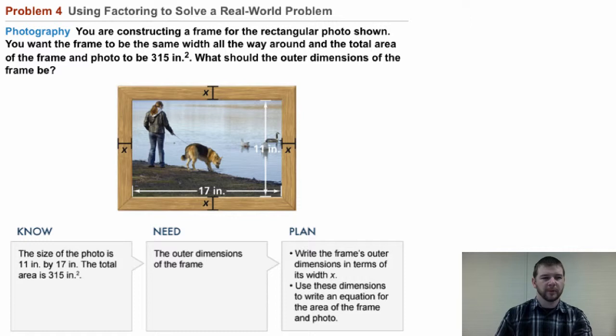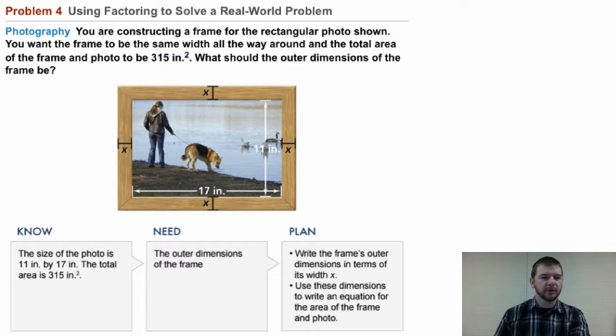Example problem 4. Using factoring to solve a real-world problem. You're constructing a frame for the rectangular photo shown. You want the frame to be the same width all the way around and the total area of the frame and the photo to be 315 square inches. What should the outer dimensions of the frame be?